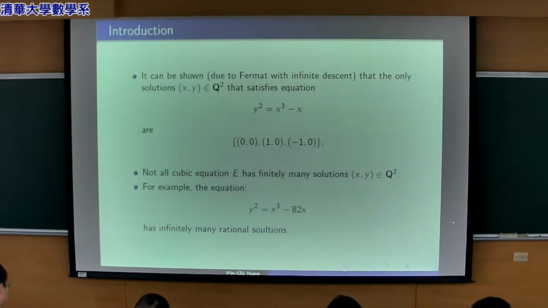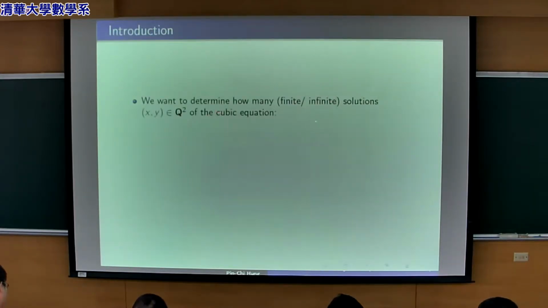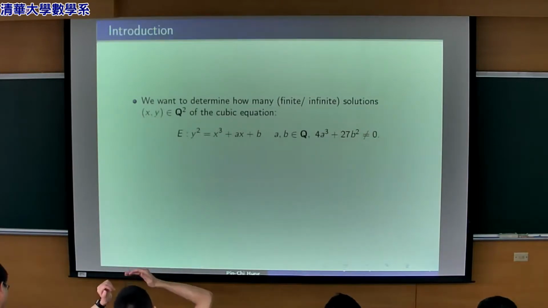Okay, so the first thing we want to ask is, how can we determine from a and b whether the equation y squared equals x cubed plus ax plus b has finitely many solutions or infinitely many? Can we find some algorithm to determine this? Just for a moment, we just want to determine whether there are infinitely or finitely many solutions of this equation. Okay, that we will just mention.